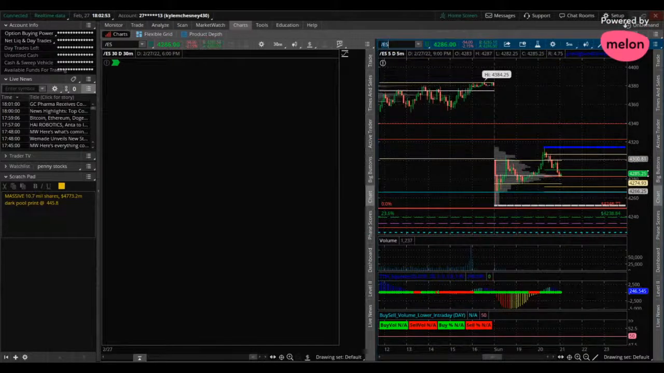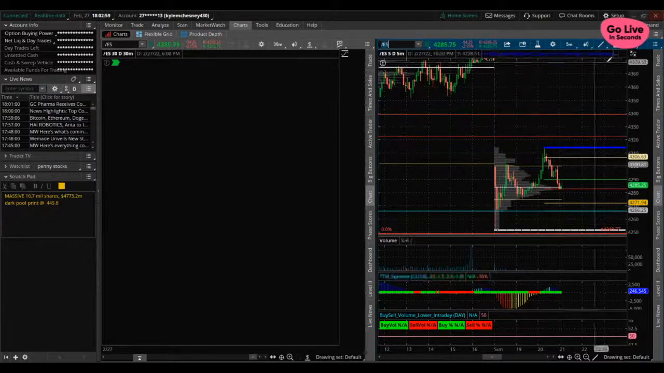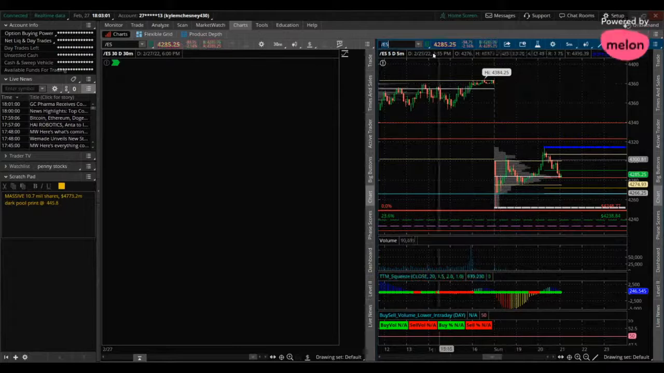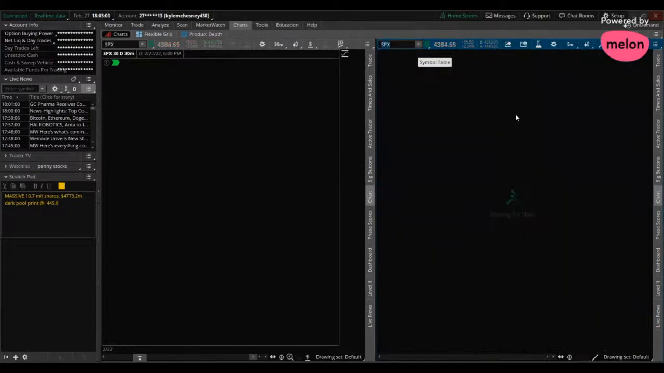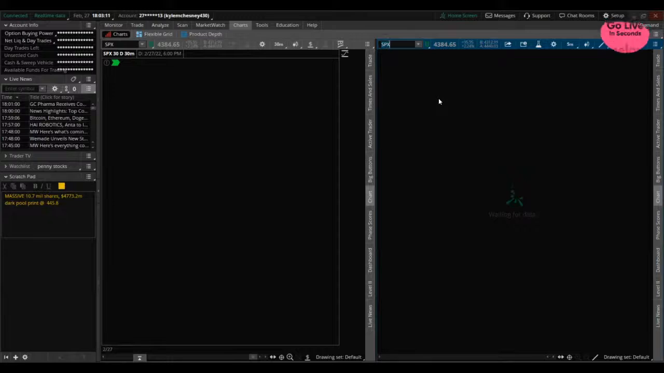Yep, look at that. ES right back down to the point of control area here. But yeah, it's the exact same thing. 4384. If you look at SPX, see, look at that. They're at the same price. So just consider whatever I said for ES the same for SPX, basically.